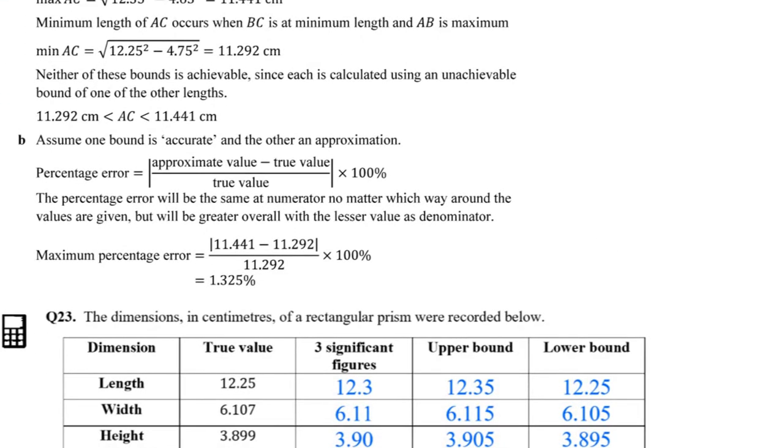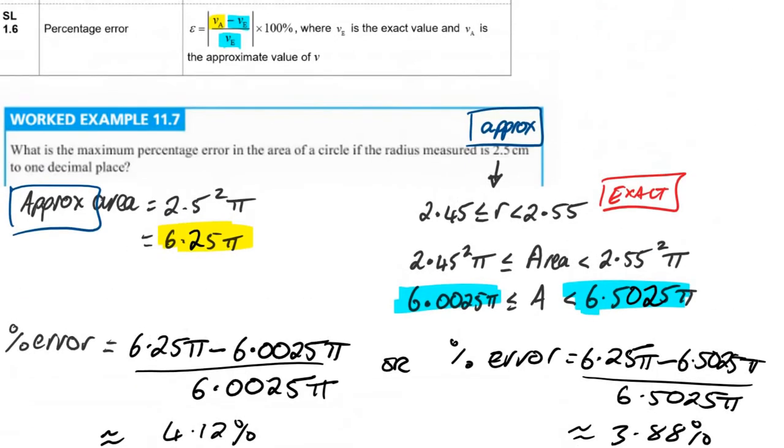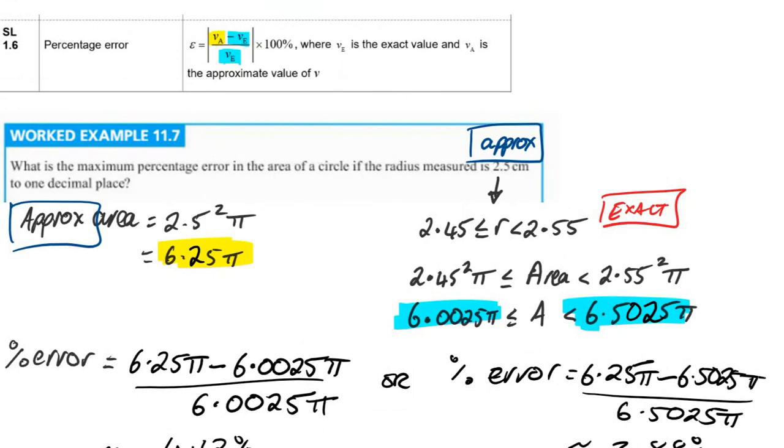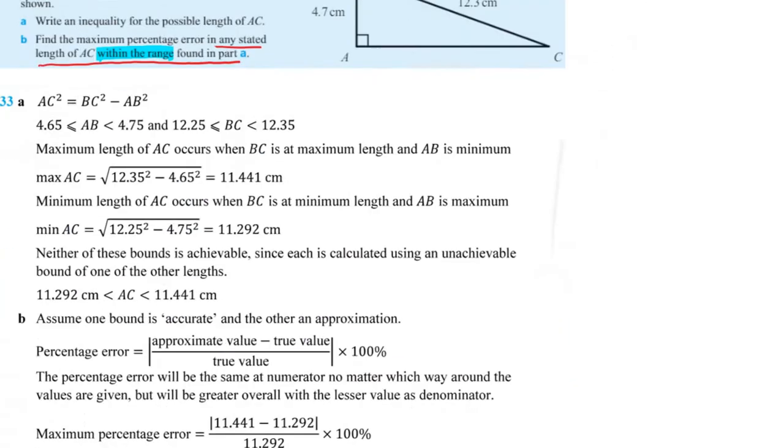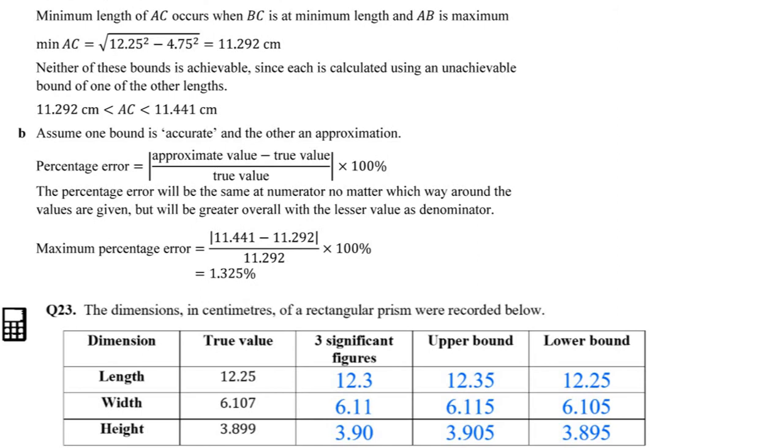Okay. What we're doing here is assuming that one bound is accurate, or exact, and that the other bound is an estimate or the approximate. Okay, and that's what they've done here. They've said, all right, any value within that stated range, 11.441, let's assume that one's the approximate, and that this one is the accurate. Okay?